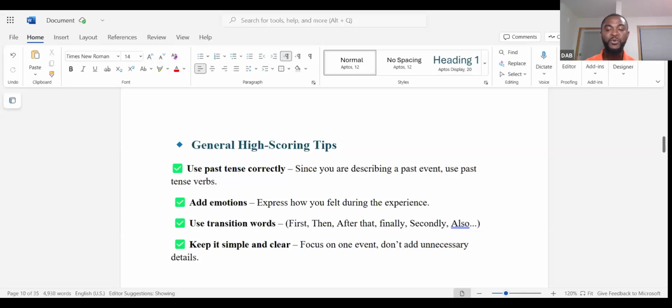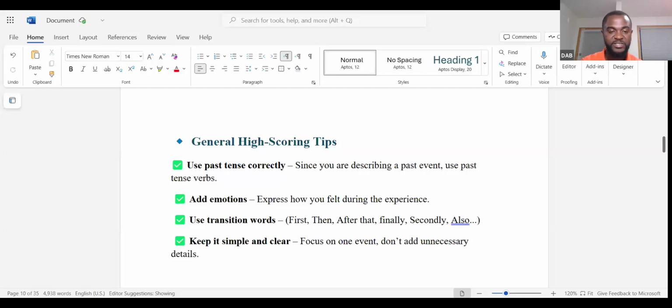Then you keep it simple and clear. Focus on one event. Don't add unnecessary details.